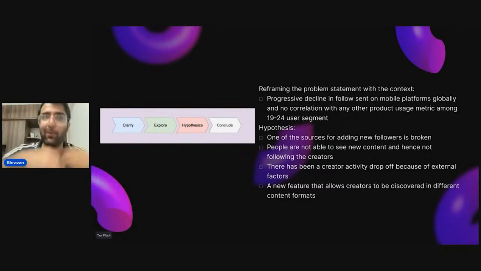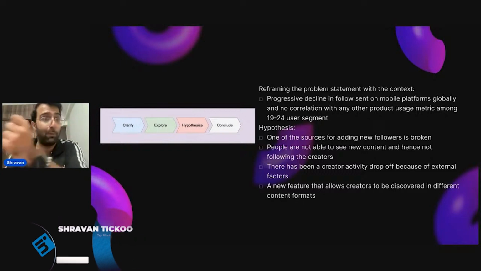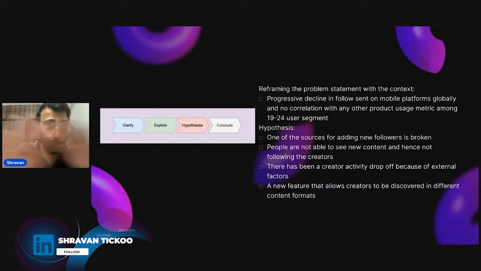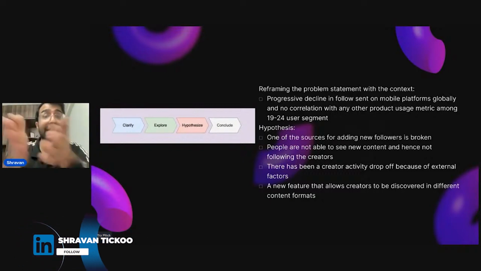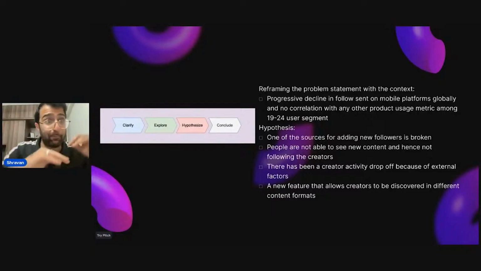So I will reframe the problem statement. I would say there is a progressive decline in follow sent on mobile platforms globally with no correlation with a product usage metric among the 19 to 24 user segment. अब मैंने प्रॉब्लम स्टेटमेंट को ही रिफ्रेम कर लिया क्योंकि मैंने ये सारे कॉन्टेक्स्ट गैदर कर लिया अपने इंटरव्यूअर से. I asked for this context from my interviewer and he essentially gave me this context, right? So I essentially said there is a progressive decline in the follow sent on mobile platforms globally and there is no correlation with any other product usage metric among the 19 to 24 user segment.